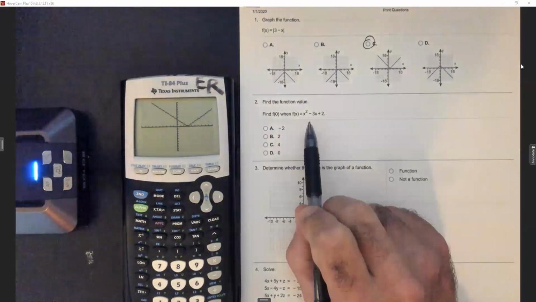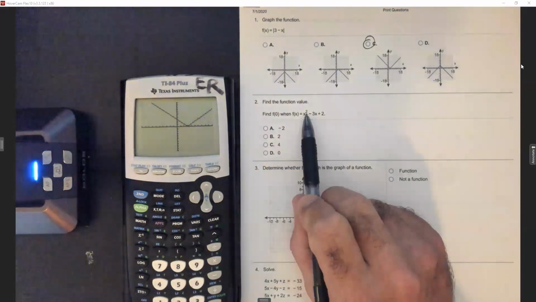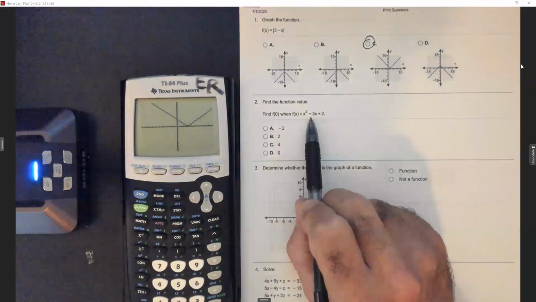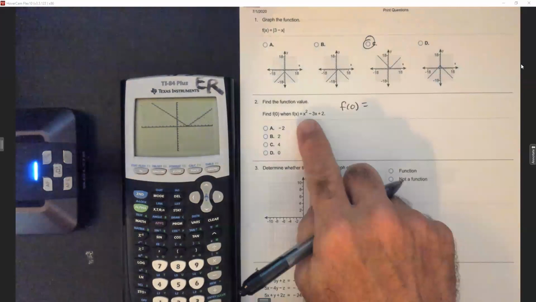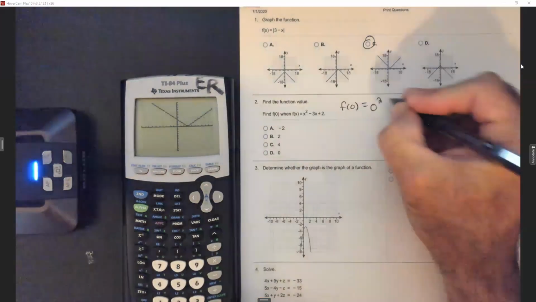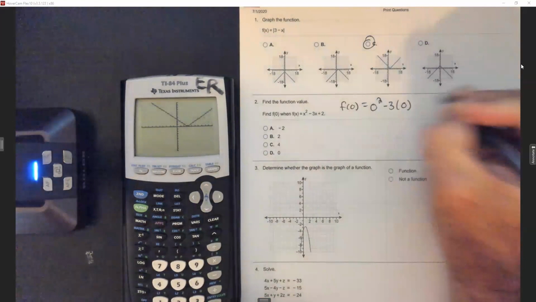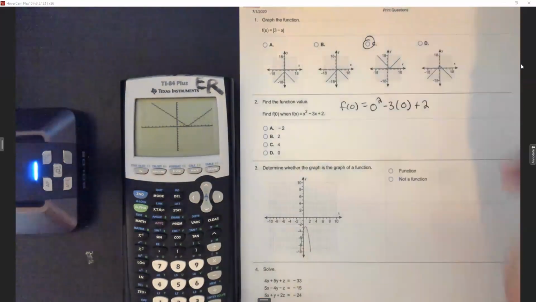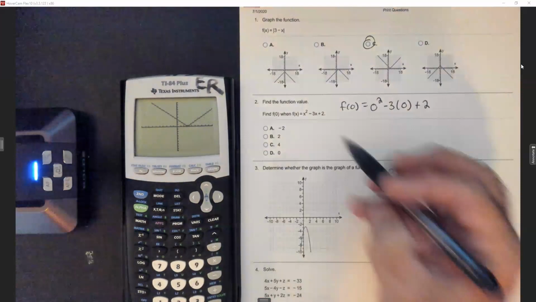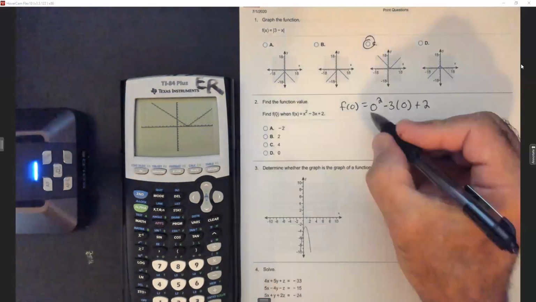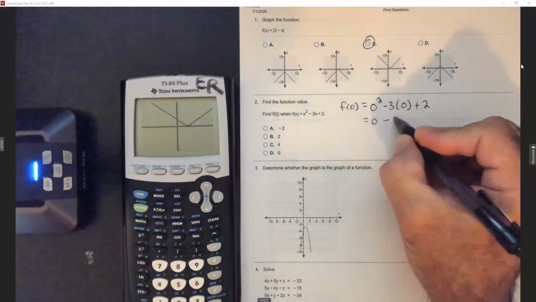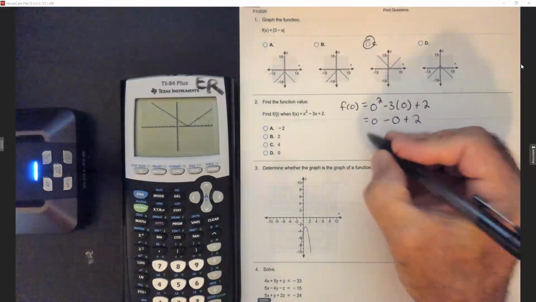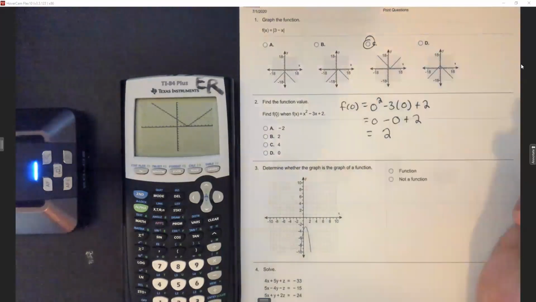All right, number 2, find a function value. So they want me to put zeros in for these x's and see what I get. So we're basically going to find f of 0. So that would be 0 squared minus 3 times 0 plus 2. Okay, so they're just telling me what number to put in for my x's. Well, 0 squared is 0, minus 3 times 0 is 0, and plus 2. And if you add all that up, you get a positive 2, which would be our B.